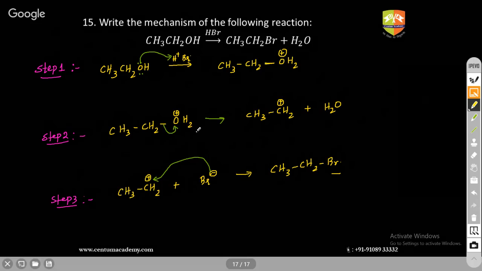What is the slowest step we have here? Rate determining step. What is the slowest step? Step 2. Yes, the formation of carbocation is the slowest step here. Once this carbocation forms, the nucleophile will all of a sudden attack onto the carbocation. So this is the slowest step, or we can say RDS, rate determining step. Next question.